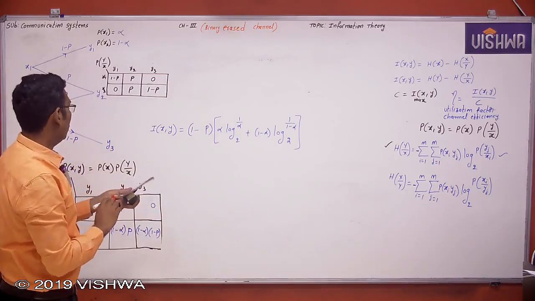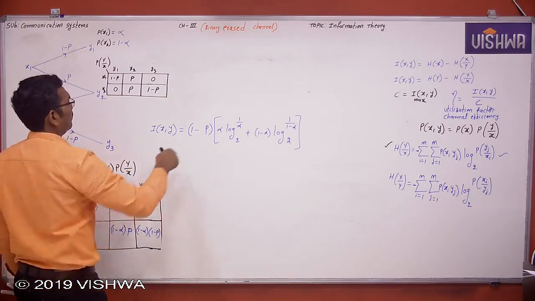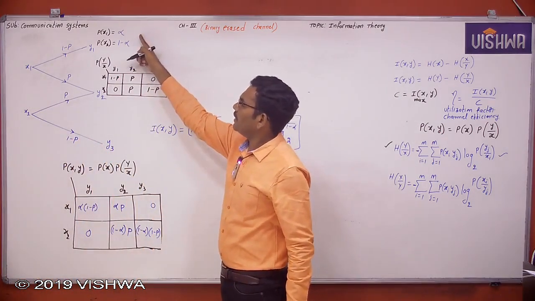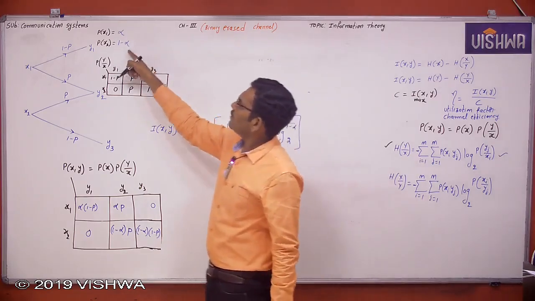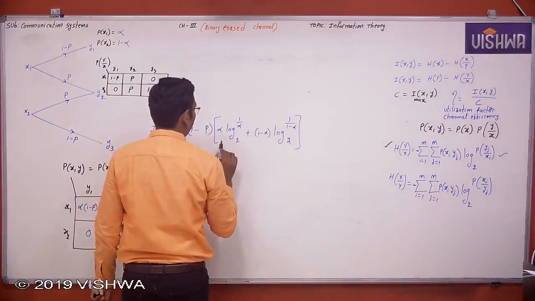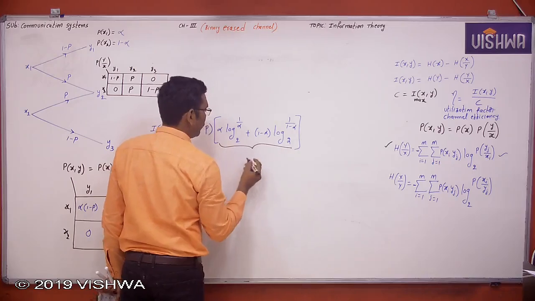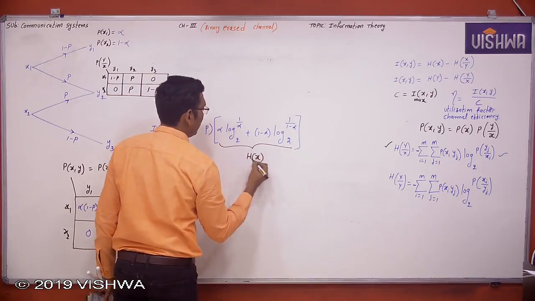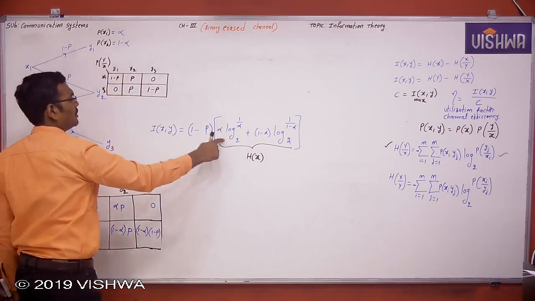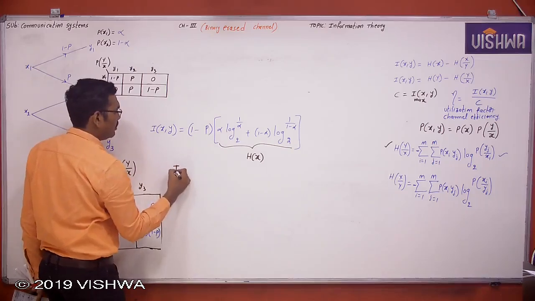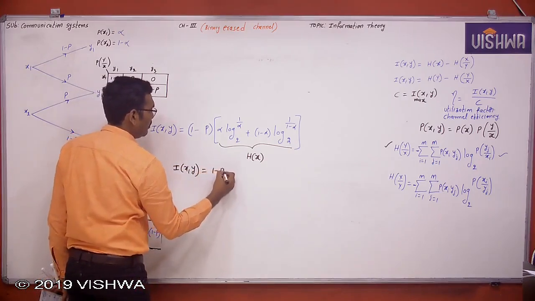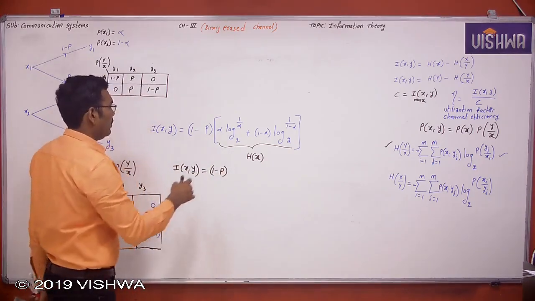Okay, if you observe here, what is alpha log 1 by alpha plus 1 minus alpha log 1 by 1 minus alpha base 2? This is nothing but the entropy of the source x, H of x, is it not? Because this is P of x1 and P of x2. Therefore, this is the entropy of source x. So can I write now? This is the mutual information I of x comma y, which is equal to 1 minus p into, now this is H of x.